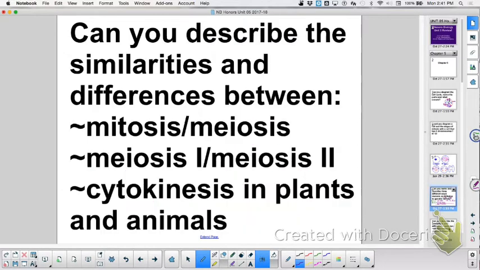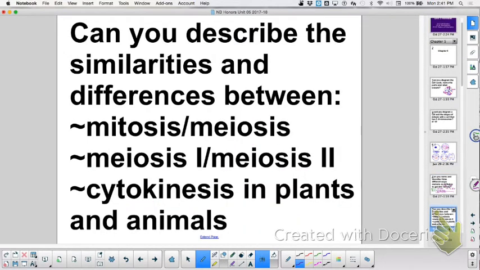Okay. Can you describe the similarities and differences between mitosis and meiosis? Could you make a chart? How are they different? How are they the same? Could you compare meiosis 1 and meiosis 2? Could you compare cytokinesis in plants and animals? I'll let you do that. You want to make sure you're clear in your mind when everything happens, right?